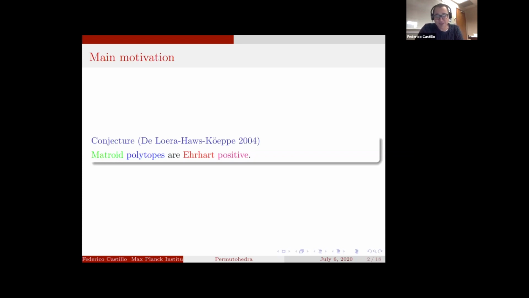So it all begins with a conjecture by Jesus de Loera, David Haws, and Matthias Köppe. In 2004, they conjectured that all matroid polytopes are Ehrhart positive. There are a lot of words that you may not know, so I want to spend some time defining all of these words. What is a matroid? What is a polytope, a matroid polytope? Who is Ehrhart, and what does Ehrhart positivity mean?